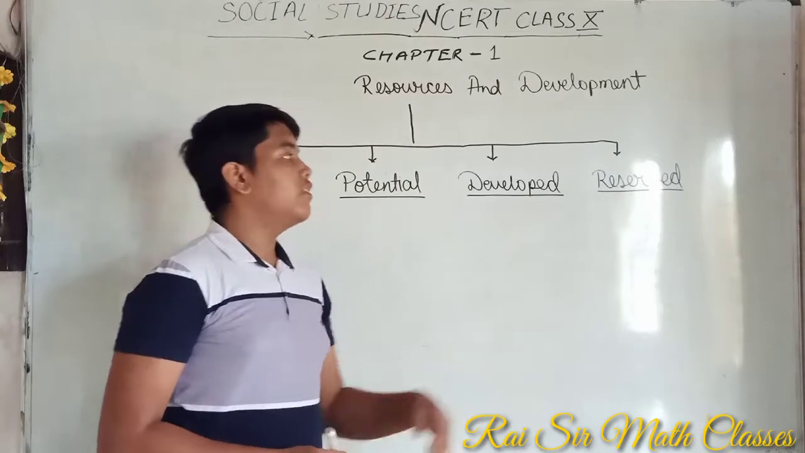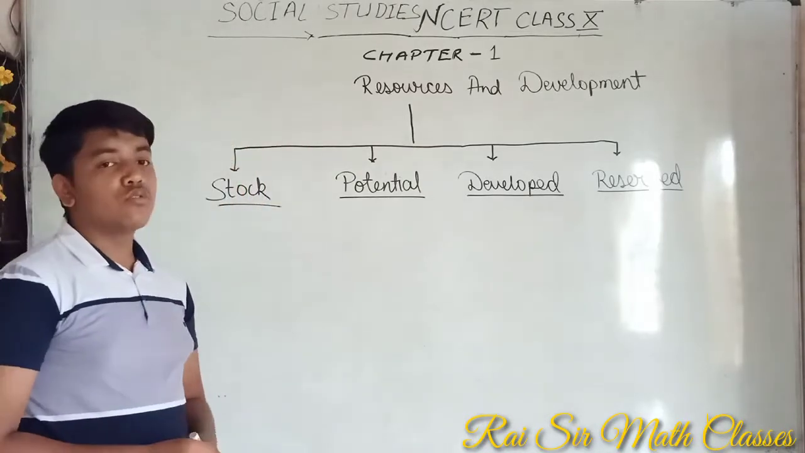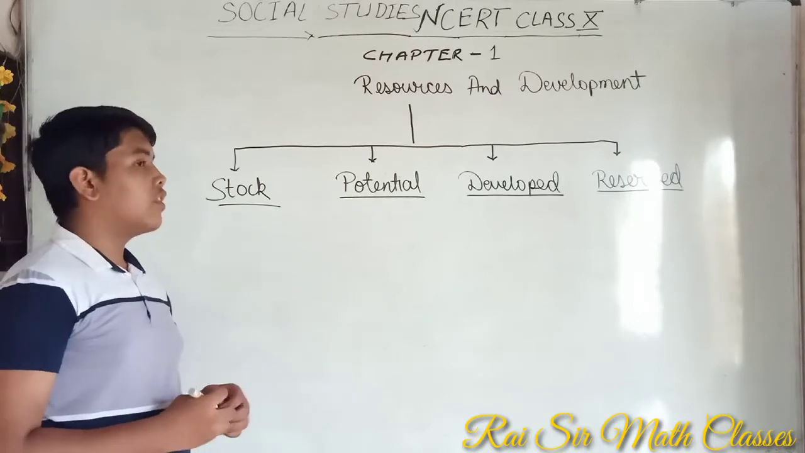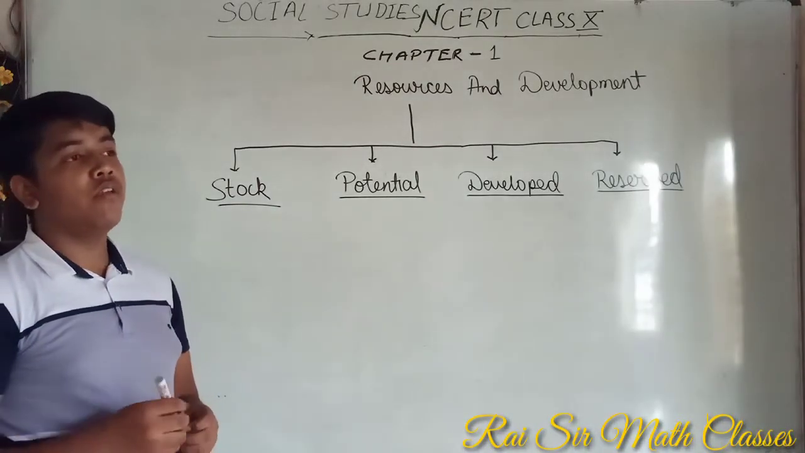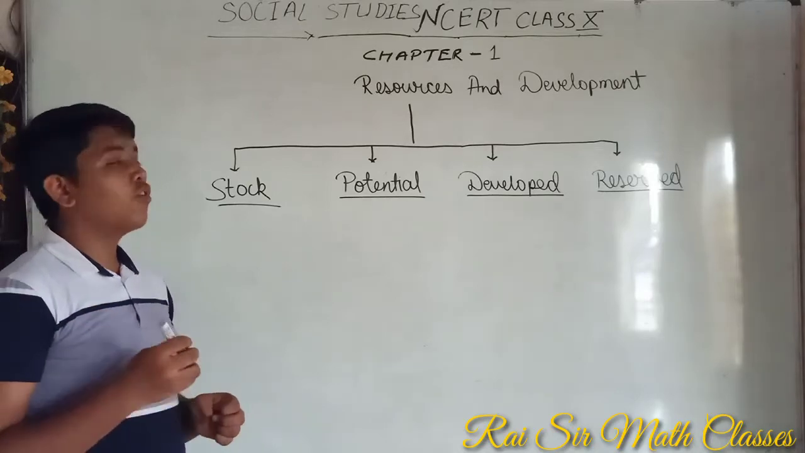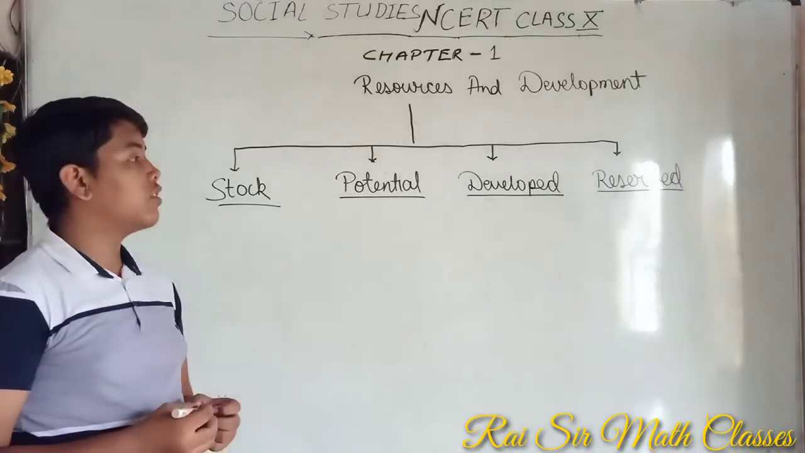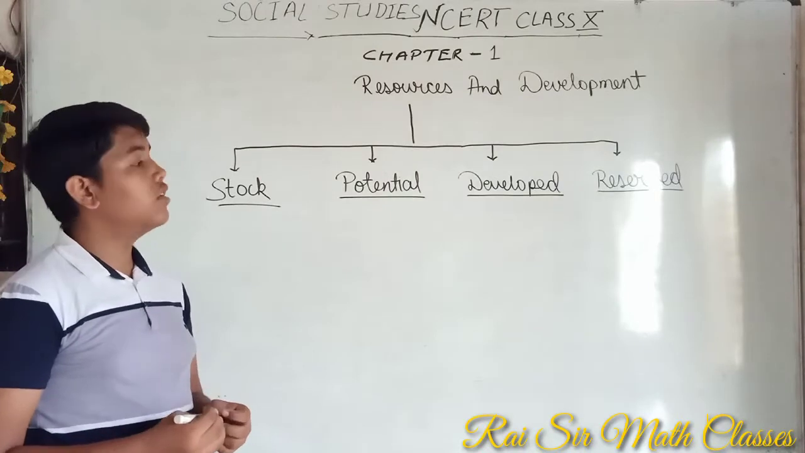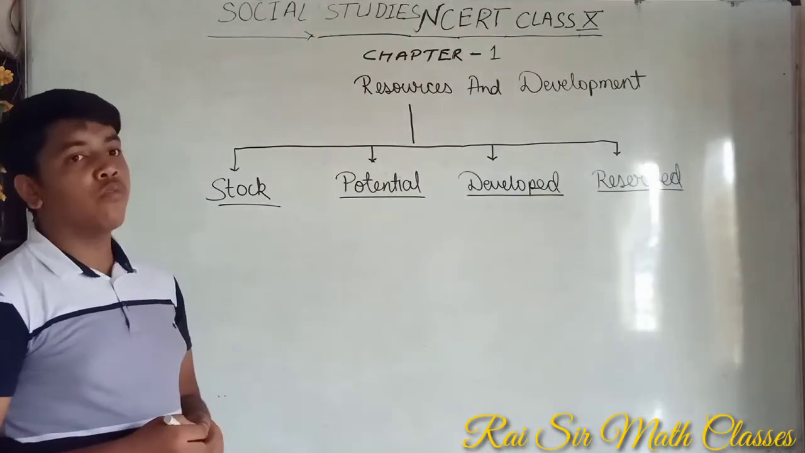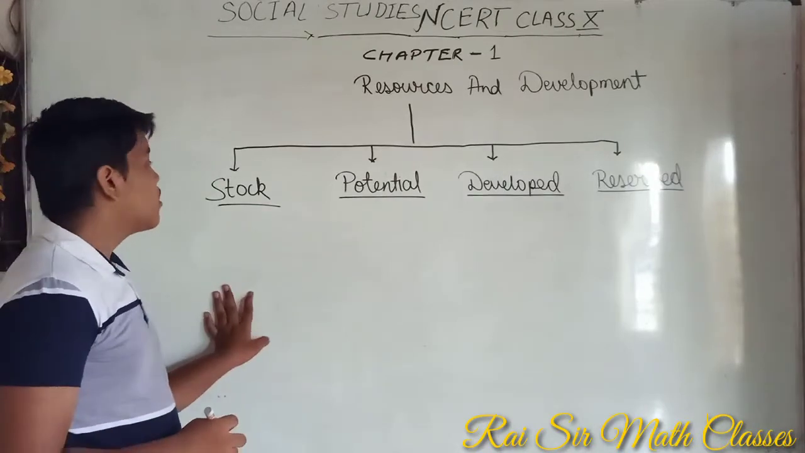And in reserved resources, we say that we stock the good things for the future generation. They are being used in reserved resources. So what are the examples of these?